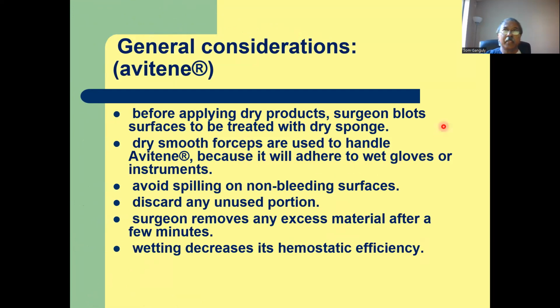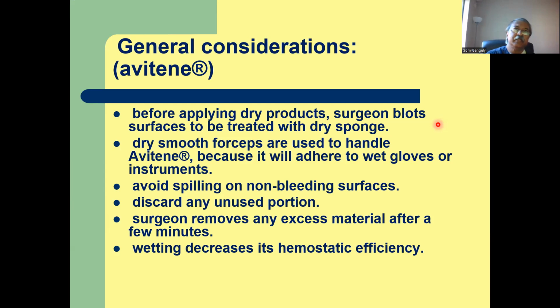So we get the Avitene from a bottle. The circulator usually has them on their back table ahead of time. And when we are encountering bleeding, the surgeon may ask for Avitene. Then what we do, we get a container, and the circulator will open the Avitene powder, and we will get the inner bottle, which is also sterile, and open that inner sterile bottle on our back table, and get that powder substance.